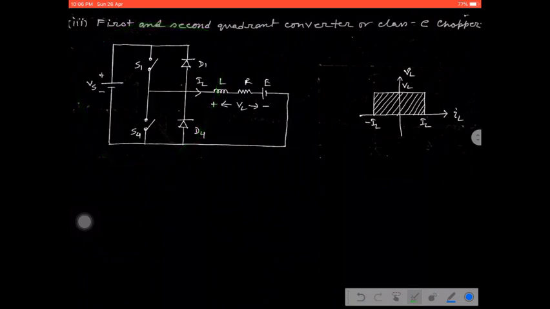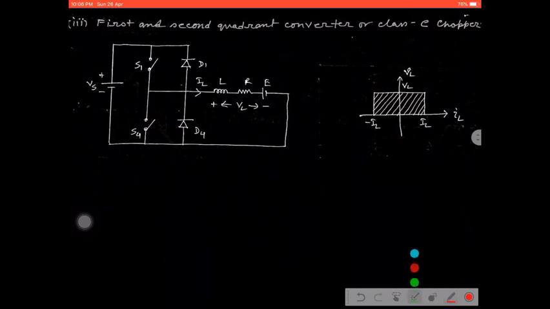That is why, as the class A chopper and B chopper cover the first quadrant and second quadrant operation accordingly, we can call it the first and second quadrant converter, or class C chopper. Clear? So what happened in this case? Let me recall the operation just for application of the switches.